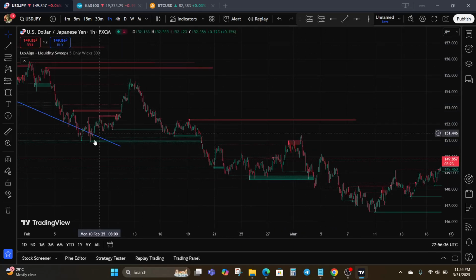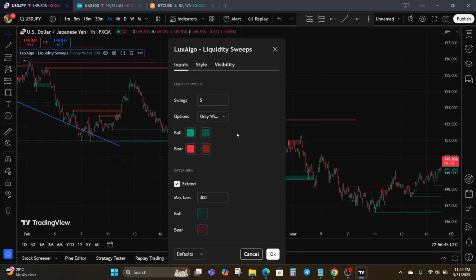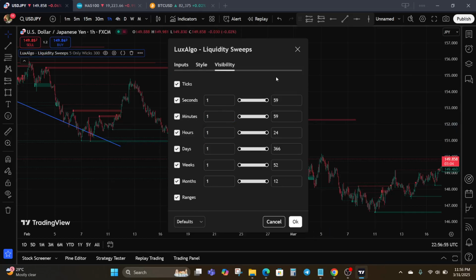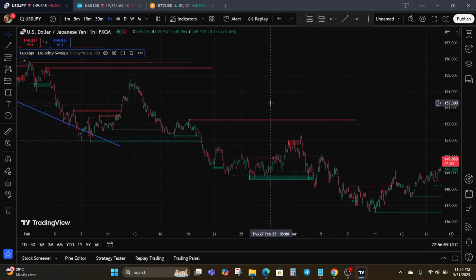You can actually customize the settings to adjust the swings. You can see this option: only wicks, only out breaks, and retest. You can modify this to whichever one you prefer for the indicator to display. This is for a more tailored approach to your trading style.